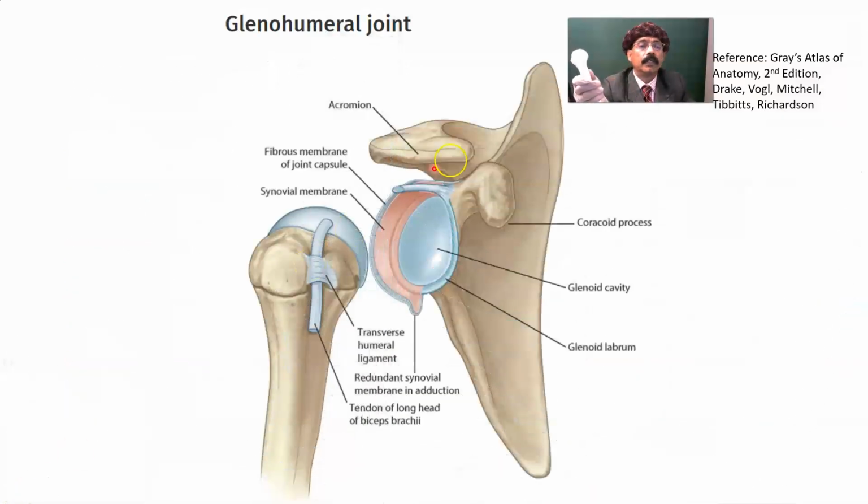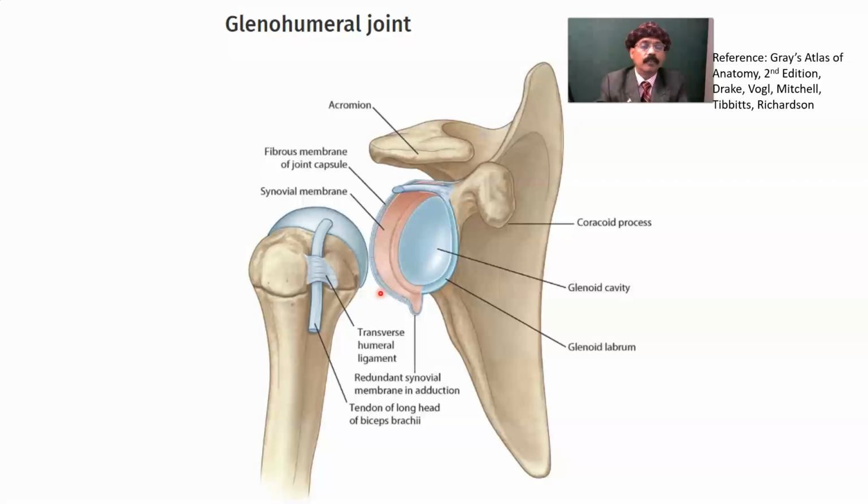Again, this is the glenohumeral joint. Head is very large in comparison to the shallow glenoid cavity, and this cavity is increased by the presence of the glenoidal labrum. This is a fibrocartilage ring around the glenoid. This is the glenoid cavity of the scapula. Still there is a chance of dislocation. It is mostly dislocated inferiorly.